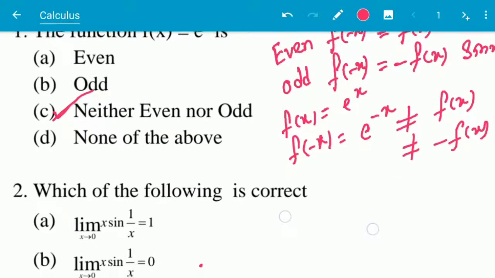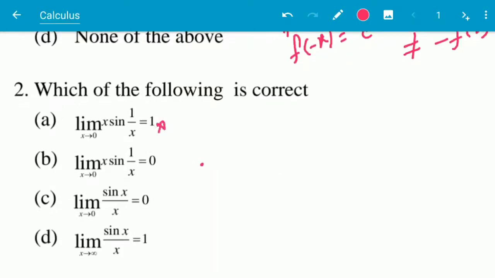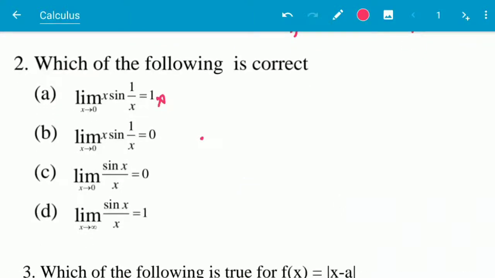So next question, which of the following is correct? Option A, limit x sin 1 by x is equal to 0, x tends to 0. This is wrong. I am explaining the things. Option B, limit x tends to 0, x into sin 1 by x is equal to 0. Only these both are same, only the value changes from 1 to 0. So I am explaining here why this is coming 0.